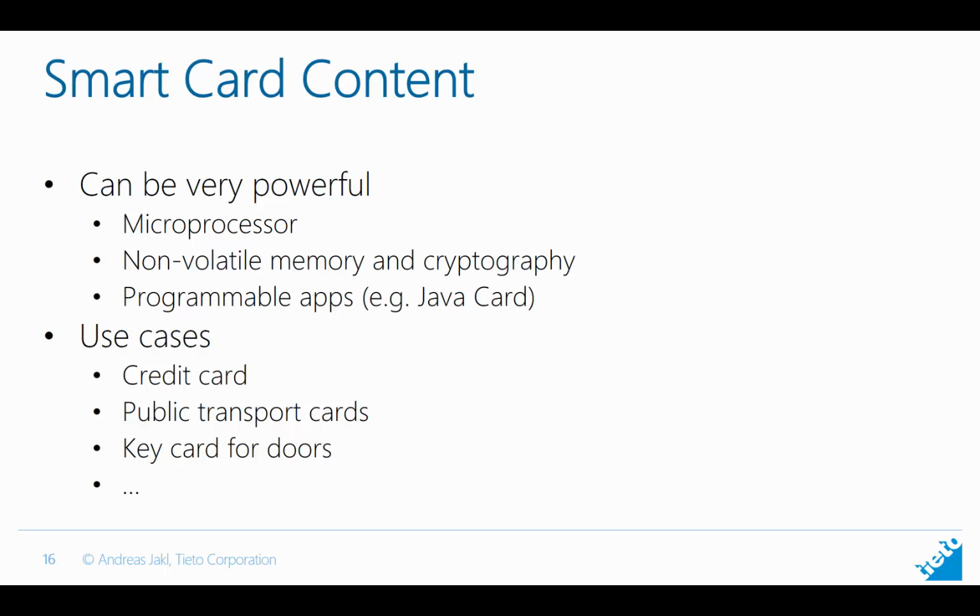Depending on the operating system, many of those, for example, use the Java Card operating system, where you can really write your own apps that run on those smart cards. Use cases are, for example, credit cards, public transport cards, key cards for doors. So all those kinds of things where you actually need really, really good security. This is then done using a smart card.